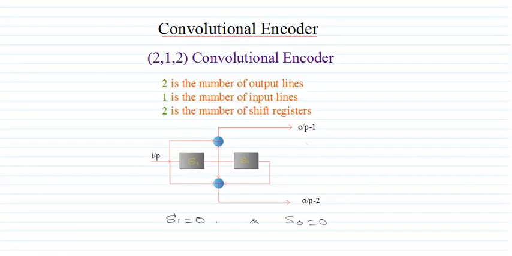As an example, in the last lecture we have taken a (2, 1, 2) convolutional encoder, where 2 is the number of output lines, 1 is the number of input lines, and the next 2 is the number of shift registers. This was the block diagram that we have taken for the (2, 1, 2) convolutional encoder. We can see here we have two shift registers, S1 and S0, and two outputs, output 1 and output 2, and an input line. At the beginning of the convolutional encoder working, the contents of the shift registers will always be taken as 0, that is, S1 is equal to 0 and S0 is equal to 0.